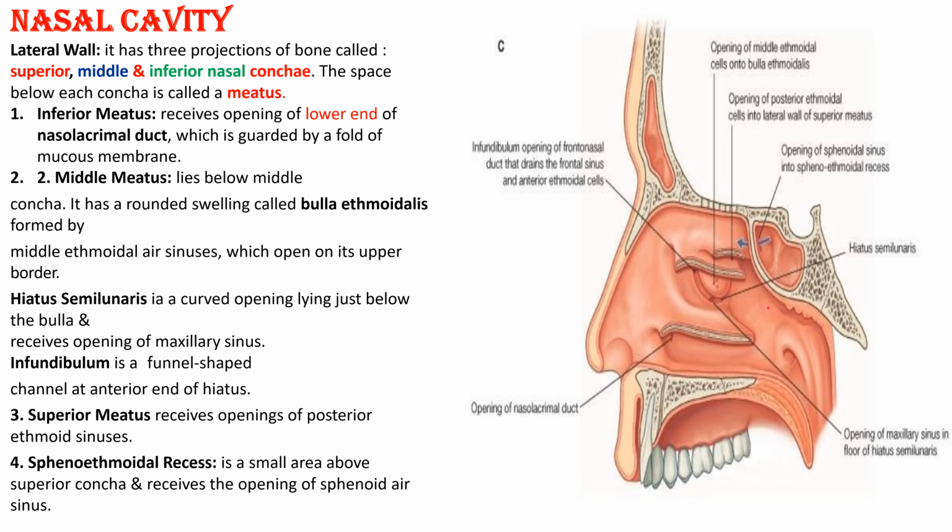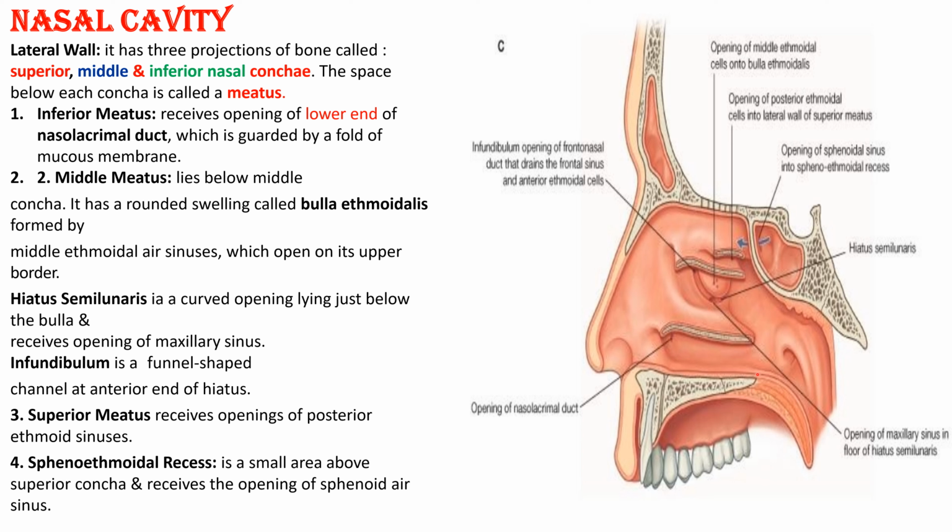Okay, it is a funnel shape. The superior meatus here receives the opening of the posterior ethmoid. As we see, we have anterior ethmoid, middle ethmoid, and the posterior ethmoid. The sphenoethmoidal recess in this area receives the opening of the sphenoid sinus.